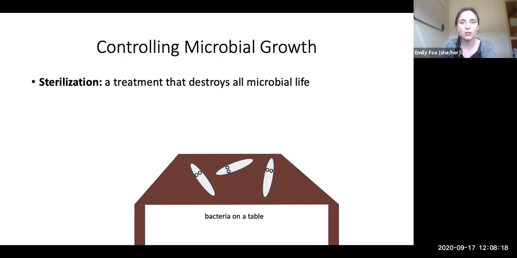So for example, here you see some bacteria on a table. And here comes sterilization. Sterilization now has killed all of the bacteria. Now you have dead bacteria on the table. So that's what sterilization does. It destroys or kills the microbial life.